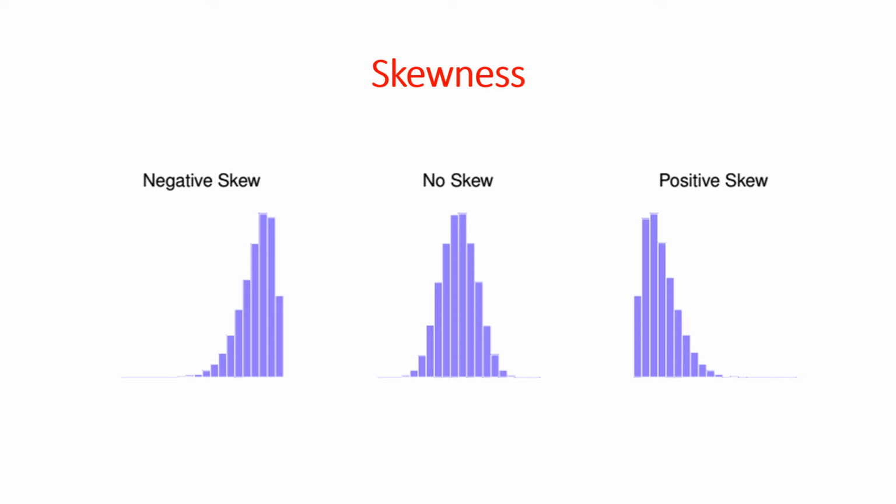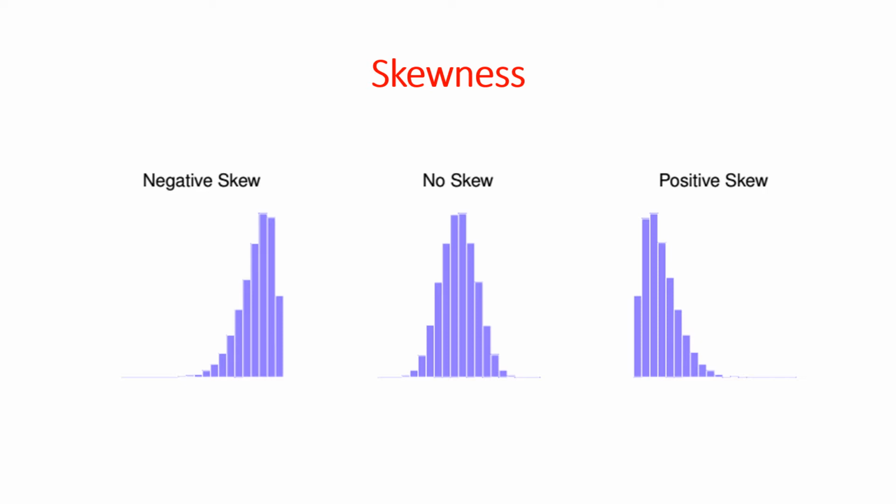So if you have a distribution which is negatively skewed, then you could easily see that the mean is not the most reliable central tendency measure to report. So you might think about reporting the median instead of the mean.